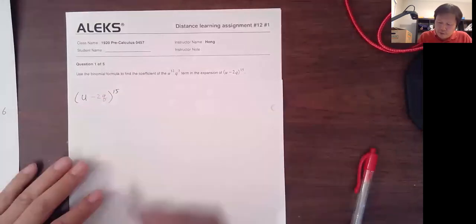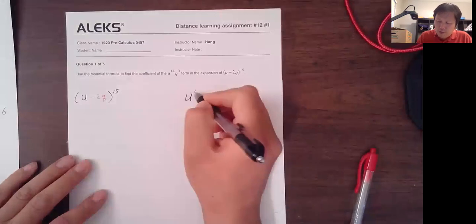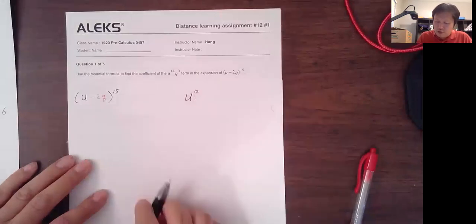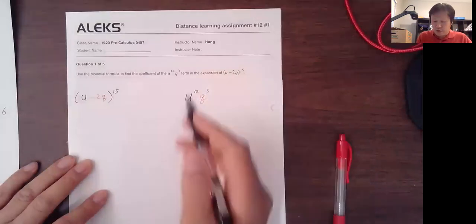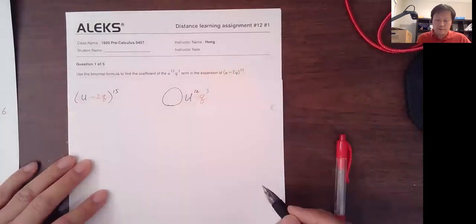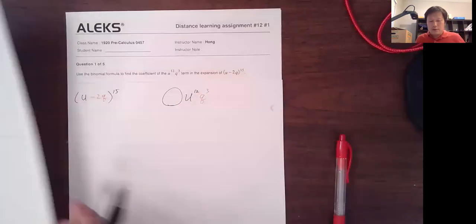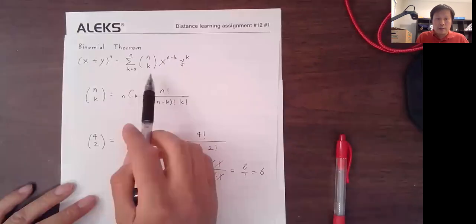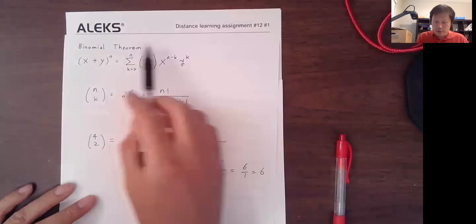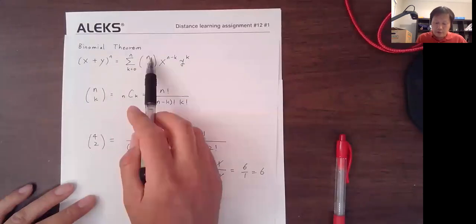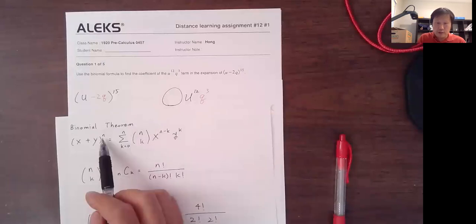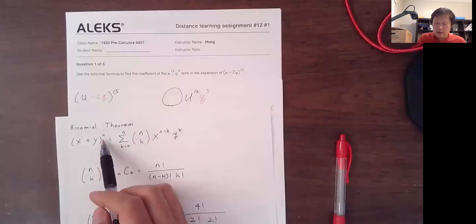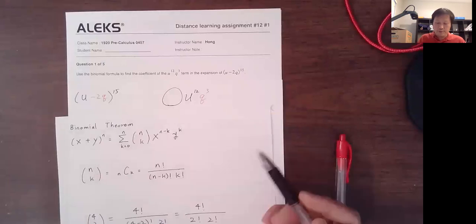And what are we looking for? u to the 12th power and q to the 3rd power. The coefficient: what's the number in front of it? So you can apply the binomial theorem here. The n value is the total power. n is equal to 15. And you need to look for the k value.